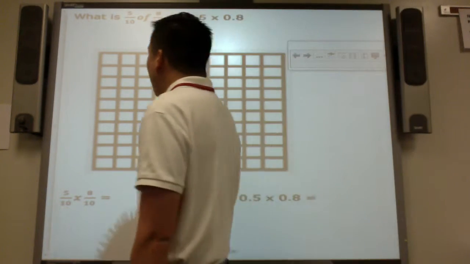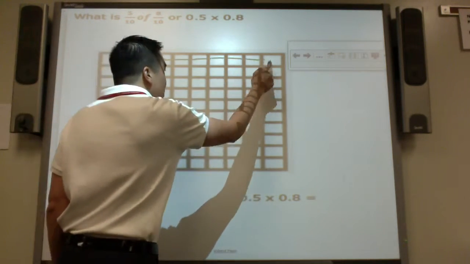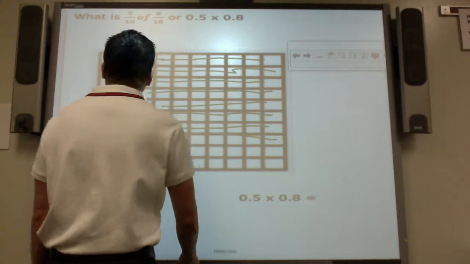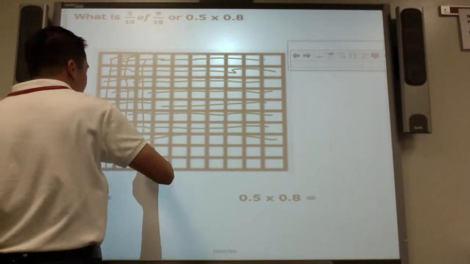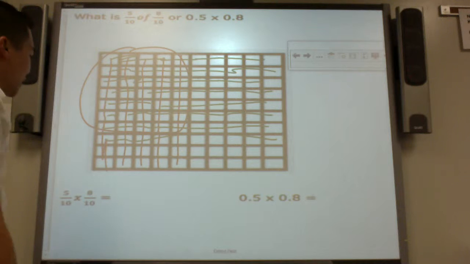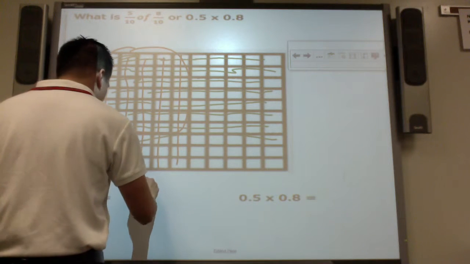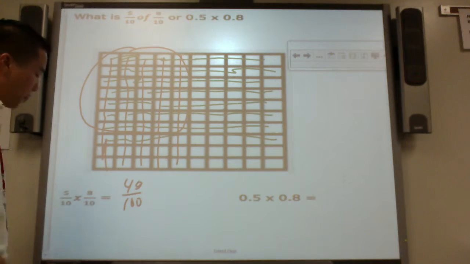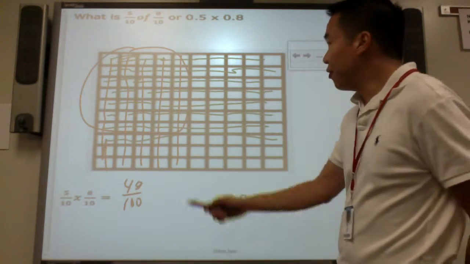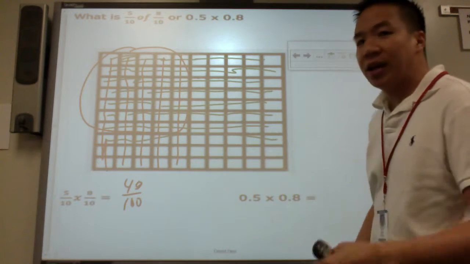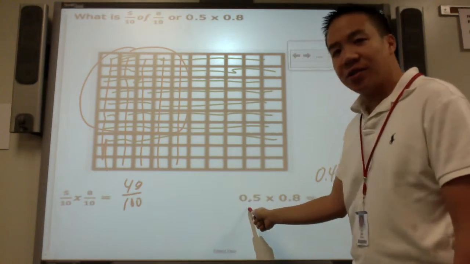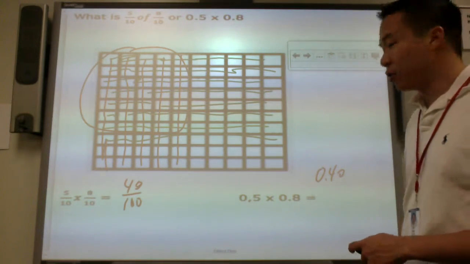Try another model. What is 5/10 of 8/10? So let me shade it. 8/10: 1/10, 2/10, 3/10, 4/10, 5/10, 6/10, 7/10, 8/10. What is 5/10? 1/10, 2/10, 3/10, 4/10, 5/10. So how many of the 100 squares are crisscross, shaded twice? The cross section is 40/100. How could I have gotten that using an equation? Multiply across: 5 times 8 is 40, 10 times 10 is 100. What if I wanted to write it using decimals? 5/10 times 8/10 is 40/100. These two are equivalent. They both equal 40/100, or 4/10.